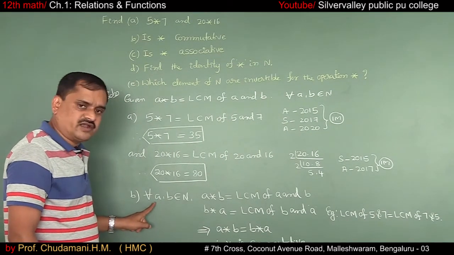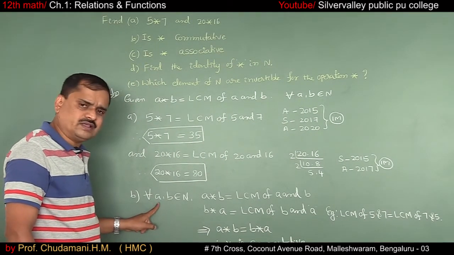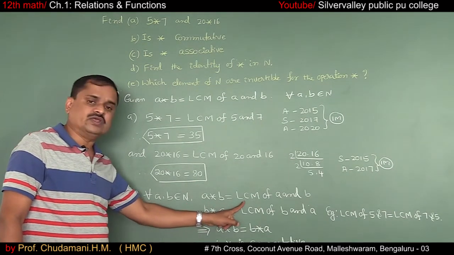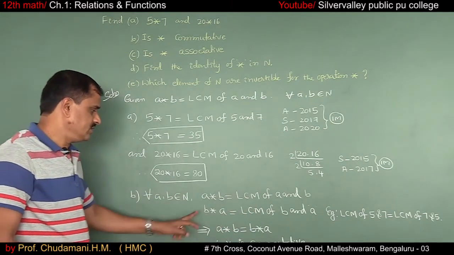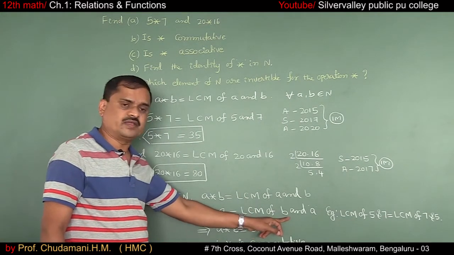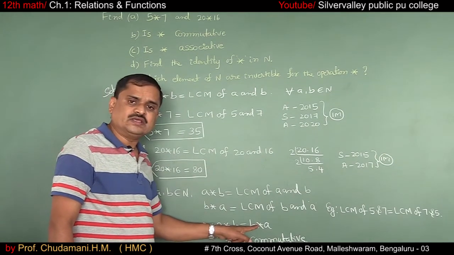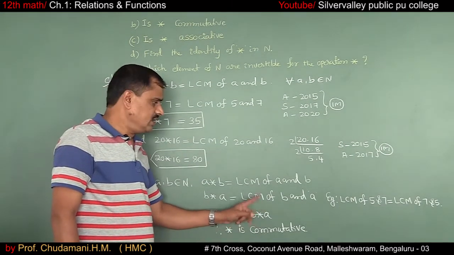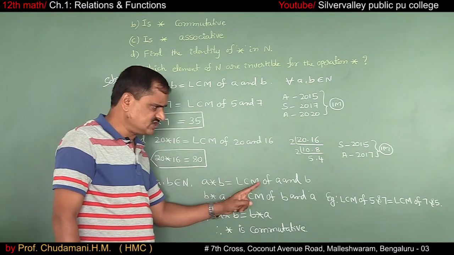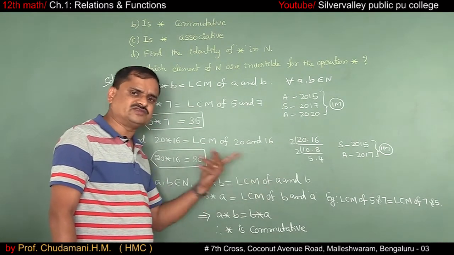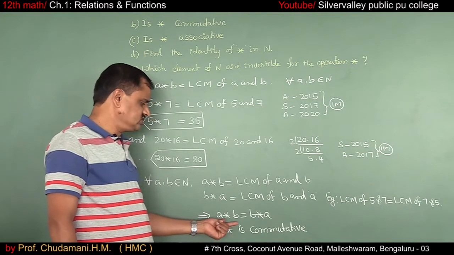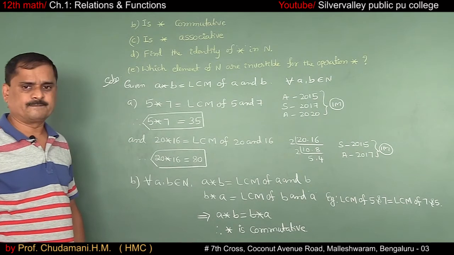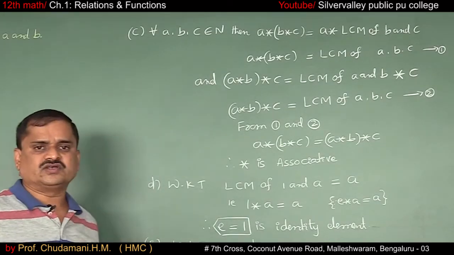Is star commutative? We are supposed to verify that. For all A and B belongs to the set of natural numbers, A star B is equal to LCM of A and B. B star A is LCM of B and A. Both are the same. A star B is equal to B star A. Therefore, star is commutative. Why? Because LCM of 5 and 7 is 35, and LCM of 7 and 5 is also 35. That's why A star B equals B star A. So, star is commutative.